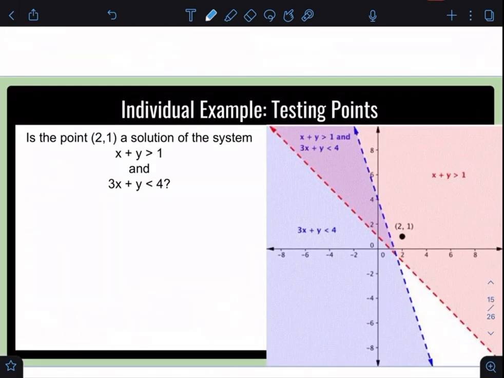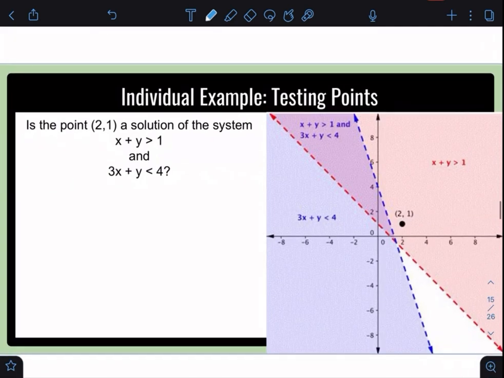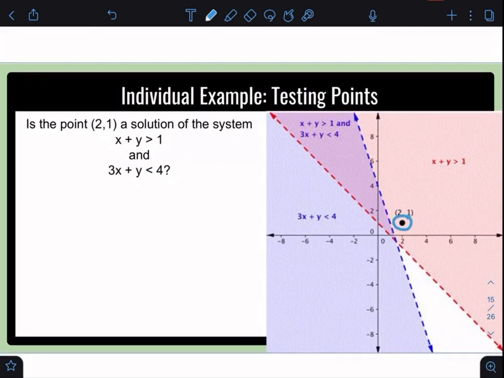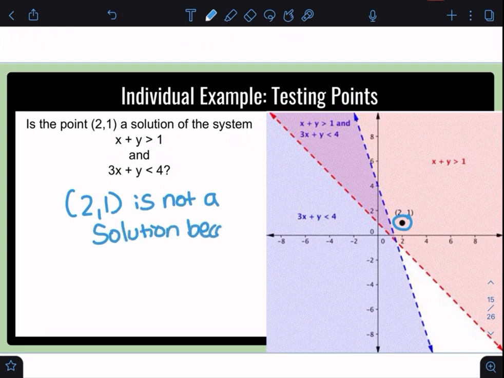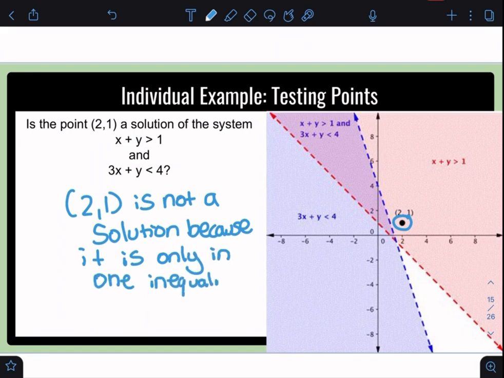Alright, let's test this point. The point (2, 1) for this system would not be a solution, because it is only in one inequality's shaded section, not both.